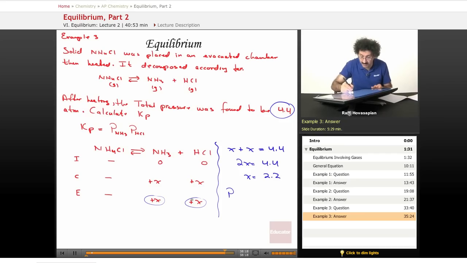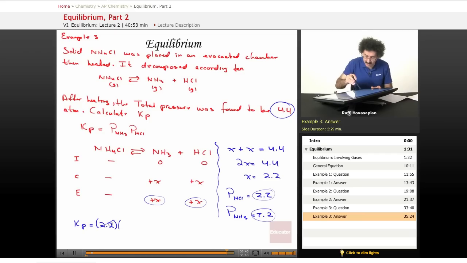Well, 2.2, there you go. That's the partial pressure of HCl and the partial pressure of NH3. I have 2.2 and 2.2, not 2.4. Numbers and arithmetic. These numbers are the ones that I put back in here. So Kp is equal to 2.2 times... Okay, now watch this. Even though 2.2 and 2.2 is the same, please don't write 2.2 squared. They're different species. I promise you.